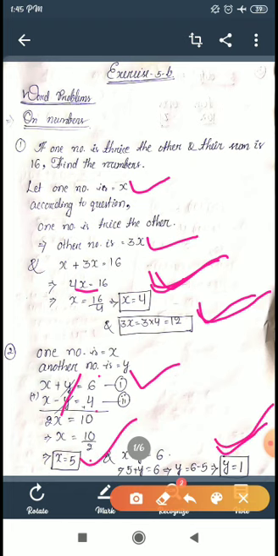Let us solve this one. 10y plus x minus (10x plus y). This bracket will be taken out, means minus 10x, this will be minus. 10y plus x minus 10x minus y equal to 45. 10y minus y is 9y, and x minus 10x is minus 9x, and it is 45. So, 9 we have taken in common, 9 of (y minus x), 9 times 5. So, 9 and 9 will cancel out, then y minus x equal to 5.